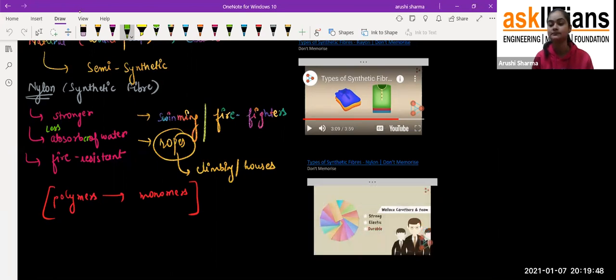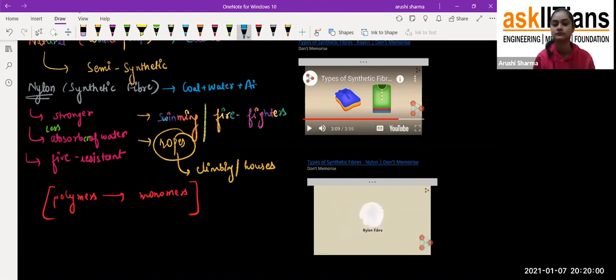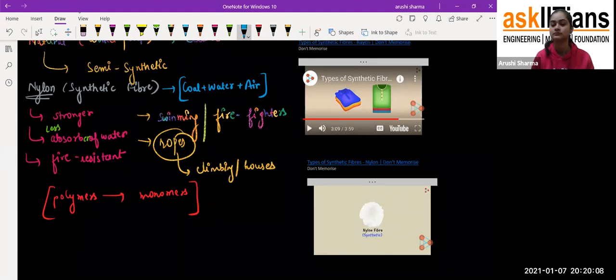This was synthesized using basic components like coal, water, and air. So, can you guess what this fiber could be? Yes, it was nylon. However, there were several modifications made later to this piece of work. Nylon was thus the first synthetic fiber produced, as it did not use any natural raw material like plant or animal parts.